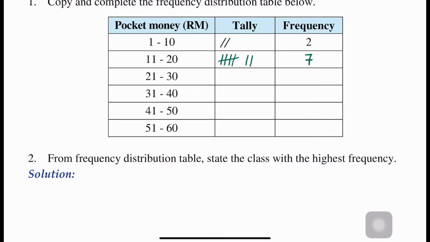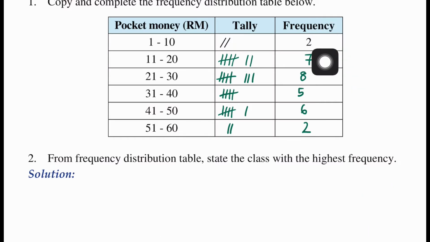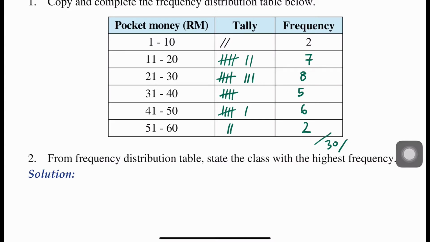Seterusnya untuk 21 sampai 30 ada 8. Nanti kena cari manual 1, 2, 3, 4, 5, 6, 7, 8. Next 31 until 40 we have 5. 1, 2, 3, 4, 5. 41 until 50 we have 6. 1, 2, 3, 4, 5, 6. And the last one, 51 until 60 we have 2. 1, 2. So cuba awak kira balik total ni: 2, 7, 8, 5, 6, 2. Dapat tak 30? Kalau 30 betul lah. Kalau terlebih atau terkurang tolong check balik.